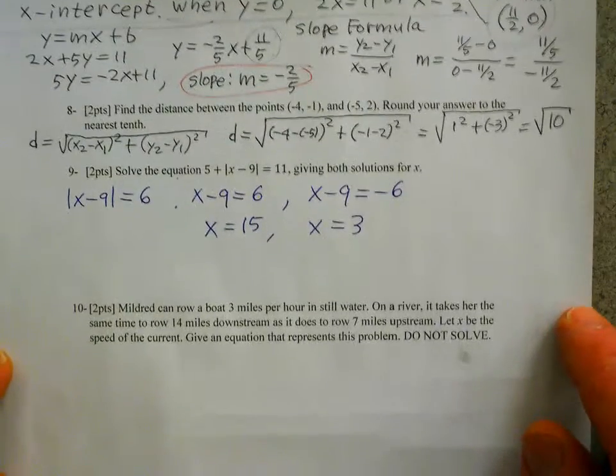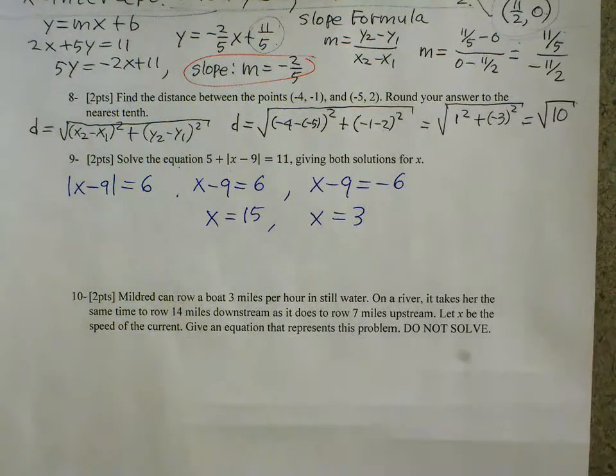Okay, the next problem. Mildred can row about 3 miles per hour in still water. On a river, it takes her the same time to row 14 miles downstream as it does to row 7 miles upstream. Let x be the speed of the current. Give an equation that represents this problem, but do not solve it.